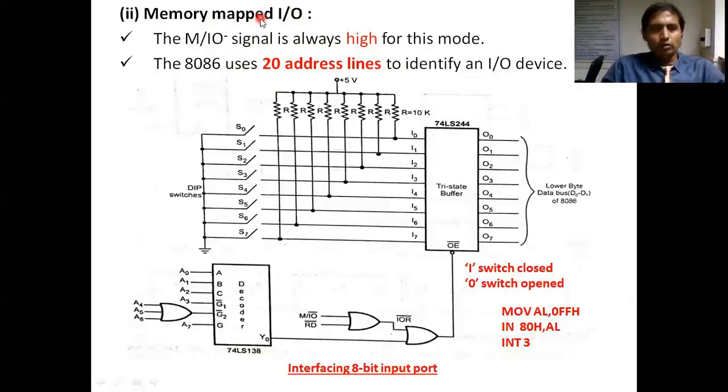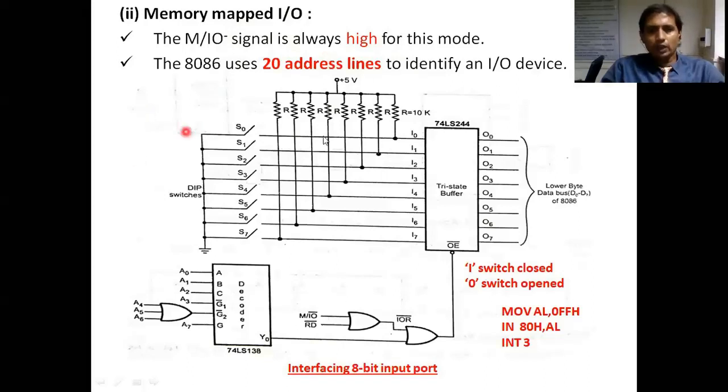So if it is IO, we should remember these things. Here we are using the in and out instructions. The in instruction receives data from the keyboard and sends data to the accumulator. The out instruction sends data from the accumulator to the output device. In and out instructions are used, with 2 operations: memory mapped IO or IO mapped IO. If it is IO mapped IO, M by IO bar must be low. If it is memory mapped IO, M by IO bar must be high. In memory mapped IO there are 20 address lines, whereas in IO mapped IO there are 8 or 16 depending on the type. This is the basic overview of memory mapped IO and IO mapped IO.